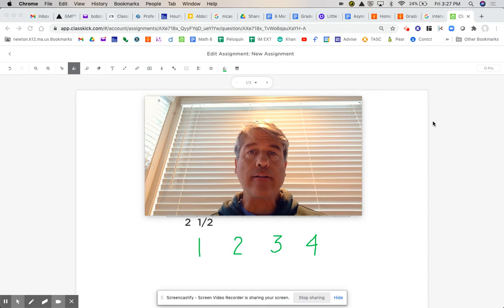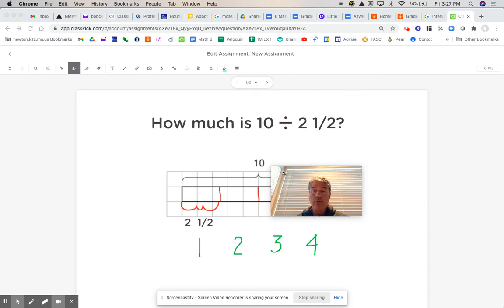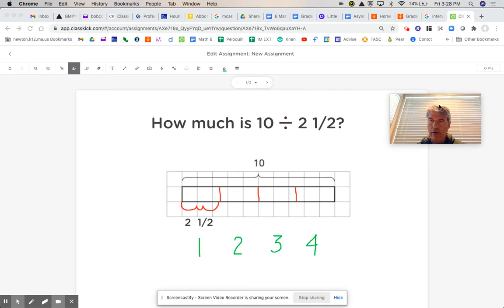I'm going to talk today about dividing fractions and using tape diagrams as a wonderful representation of that division. So let me make myself a little smaller here and move off to the right. Let's start with something that you may have seen before the break, and that is 10 divided by 2.5.